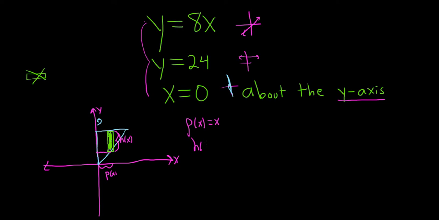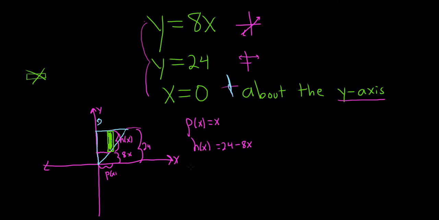h of x is a little bit more work. Let's think about this. This distance here is 8x. That's the height. This height here is fixed. It's always 24. So h of x is 24 minus 8x.